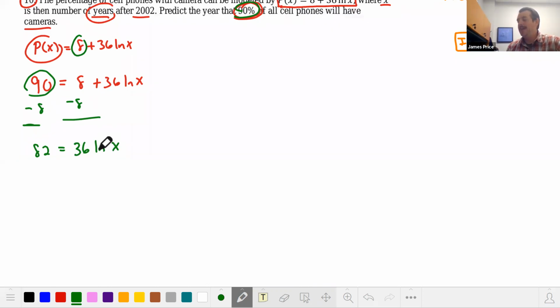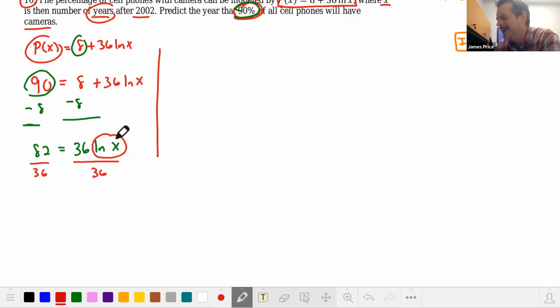All right, and so now we want to get the ln of x by itself. That's our job: get the ln stuff by itself, and then you can solve for it. Since you're multiplying by 36, we'll divide by 36 on both sides. It does reduce a little bit because these are both even. 82 is 2 times 41, and 36 is 2 times 18. So 41 over 18 is equal to ln of x.